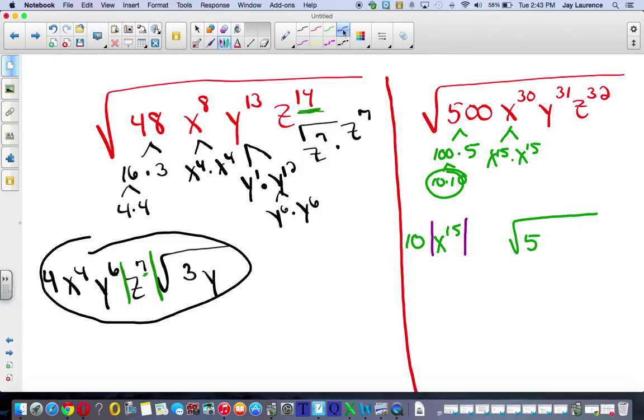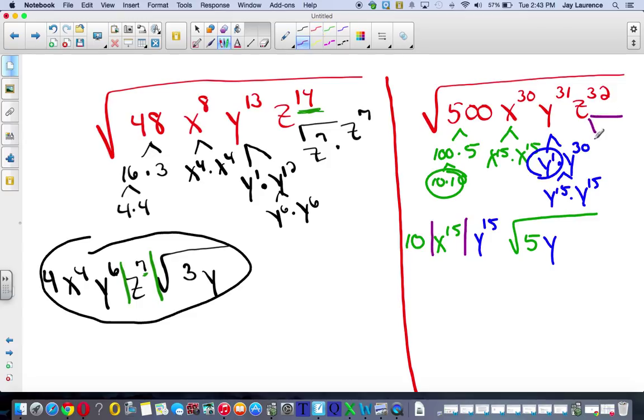Okay, now my y's. I'm going to go y to the 1st times y to the 30th. y to the 30th breaks down as y to the 15th times y to the 15th. I know because I just did it. A y to the 15th is going to come out front, but there's going to be this y left inside. I don't need absolute value bars around it because y can't be negative, because that would cause the whole thing under the radical to be negative.